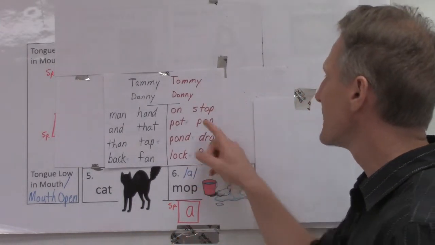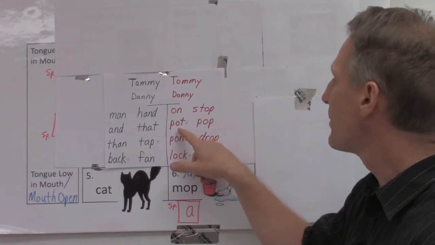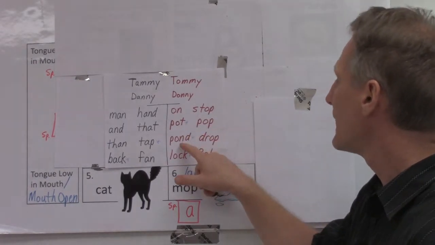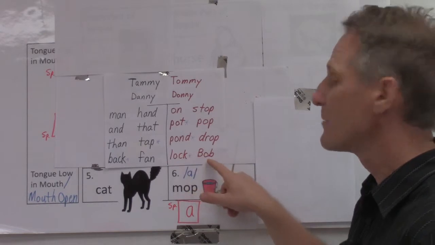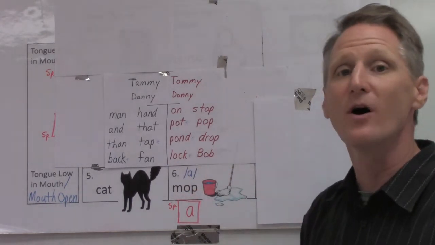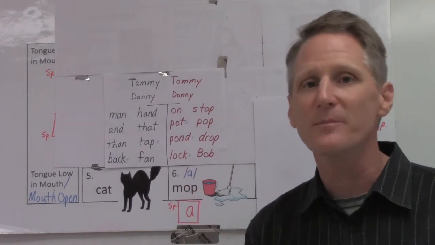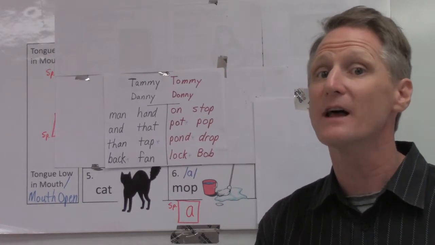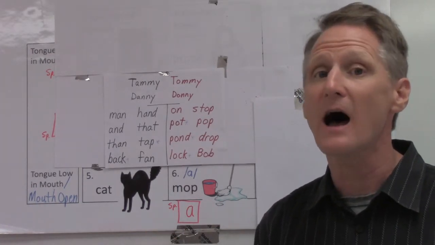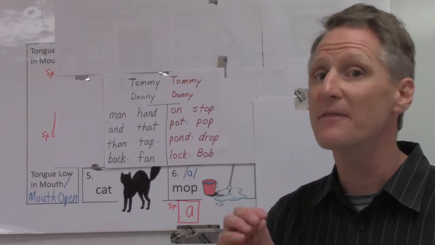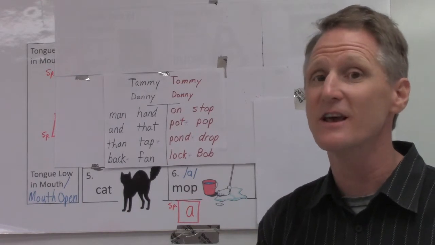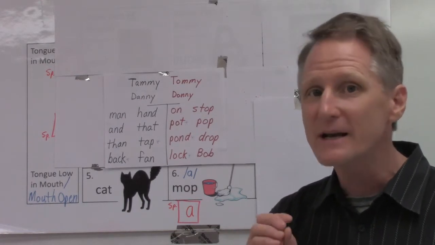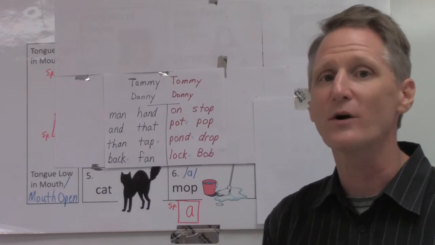Okay, here's some more examples. On, stop, pot, pop, pond, drop, lock, bob. All of them with the letter O. So please develop that association. Letter O with the sound ah. It's not exclusive. It's not the only association you need to know with letter O, but it is an important association.